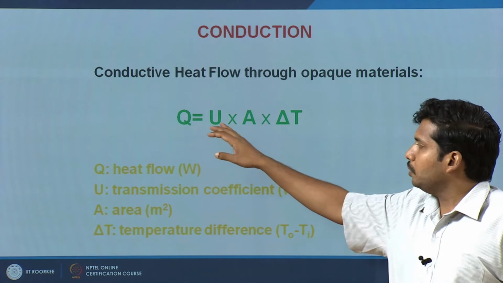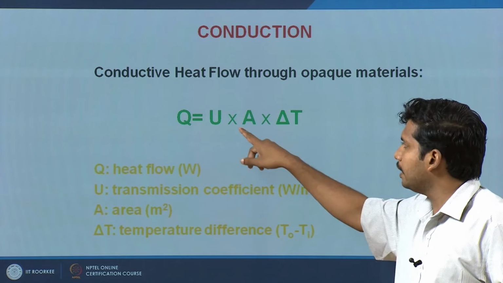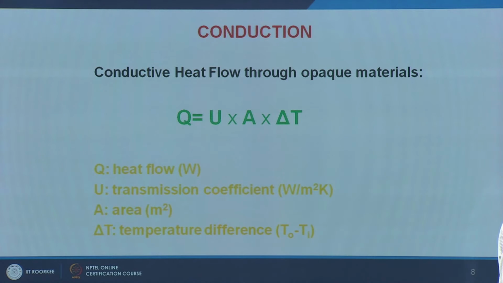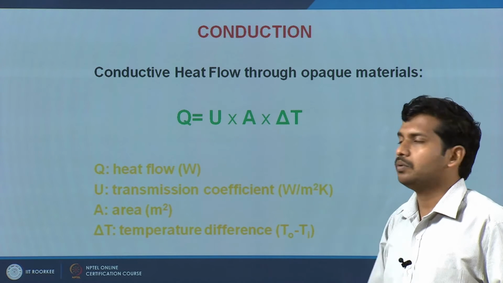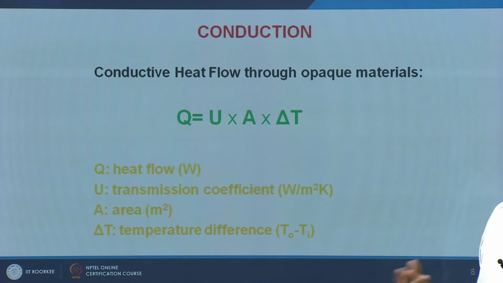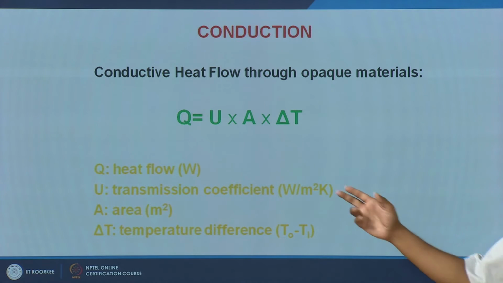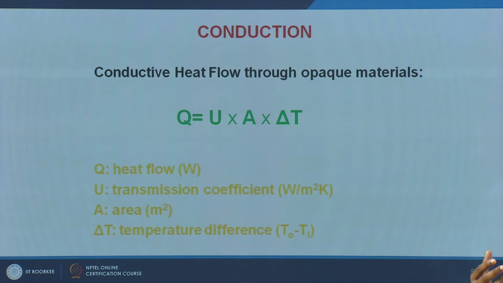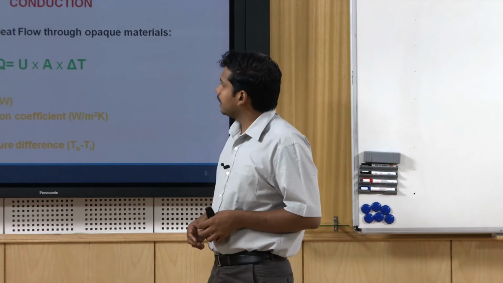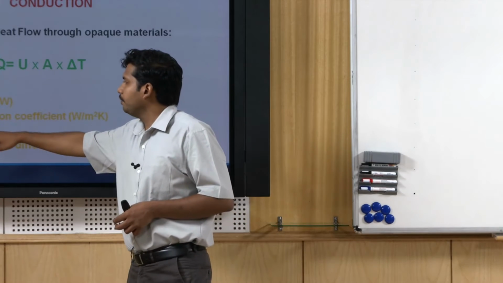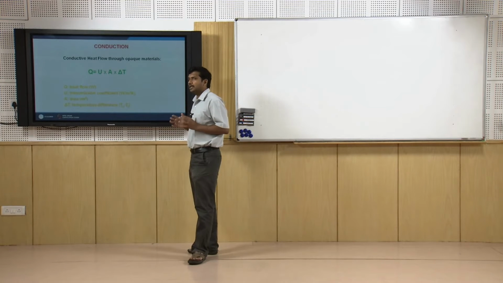which is equal to U. U is a transmission coefficient, and we are going to look at this particular number more in detail. U is the conductive heat transfer coefficient, multiplied by A, the area of the surface, since I was mentioning how much area is involved in the heat transfer, and the temperature difference delta T. Q is expressed in watts, or you can cut it down to watts per meter square. If the area component is negated, you will have U into delta T. This is what actually gives you conductive heat transfer.